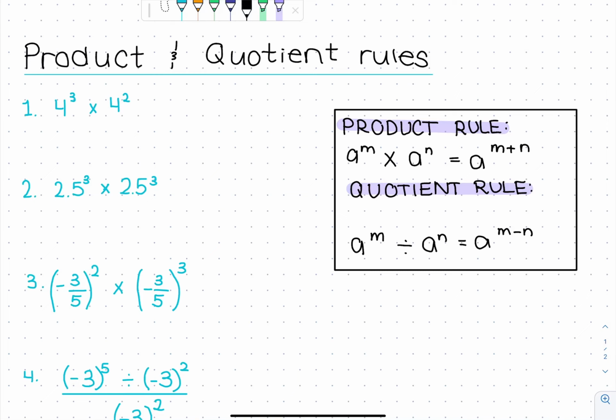Hey guys, so today we're going to start off by looking at exponent rules. We're going to look at two of the very most important exponent rules, which are the product and the quotient rules. So we can see these on the side.